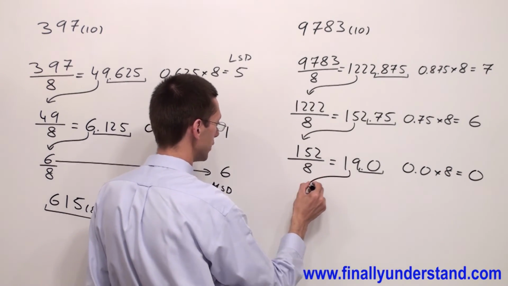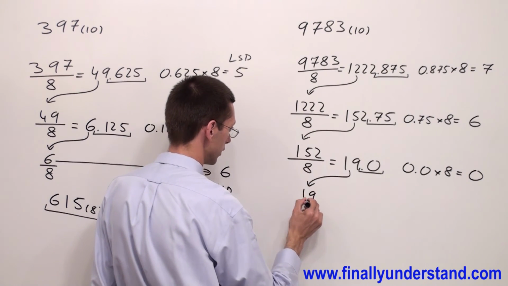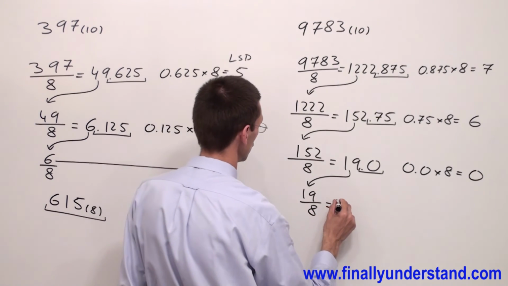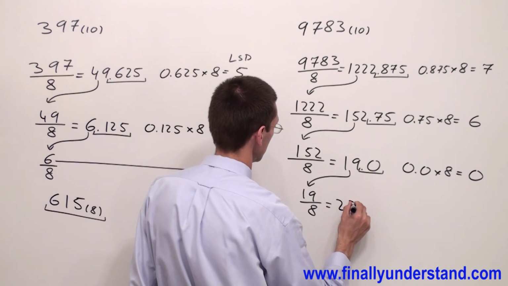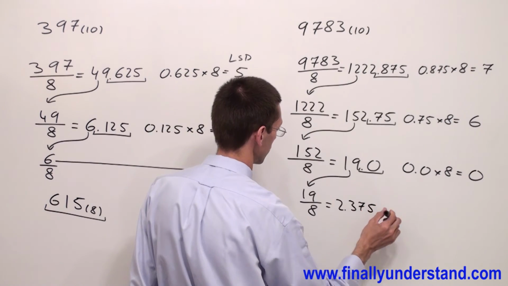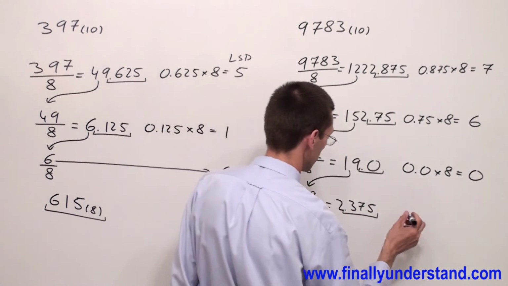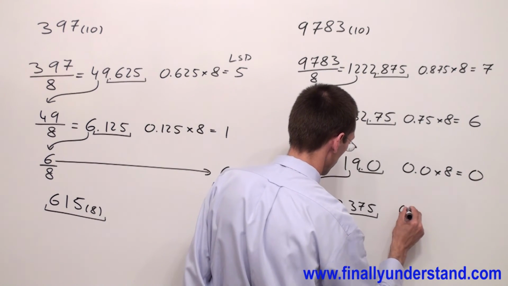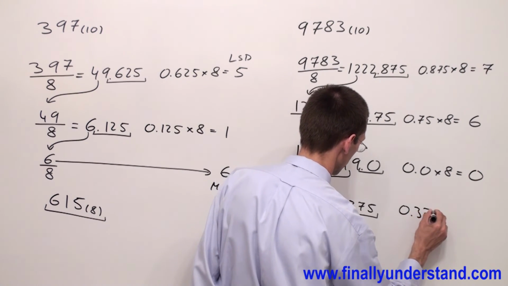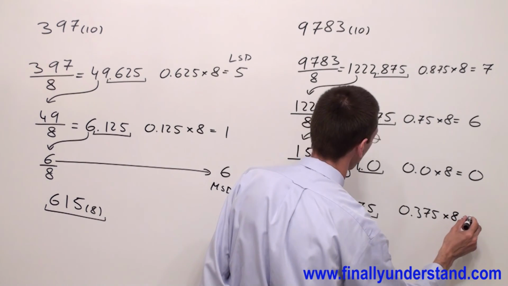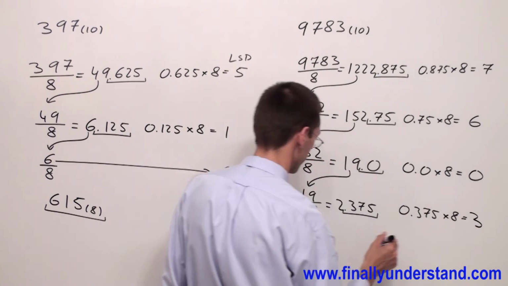Continue. 19 divided by 8 is equal to 2.375. Again, take the decimal part of the number and multiply by 8. So I have 0.375 times 8, and this is equal to 3.